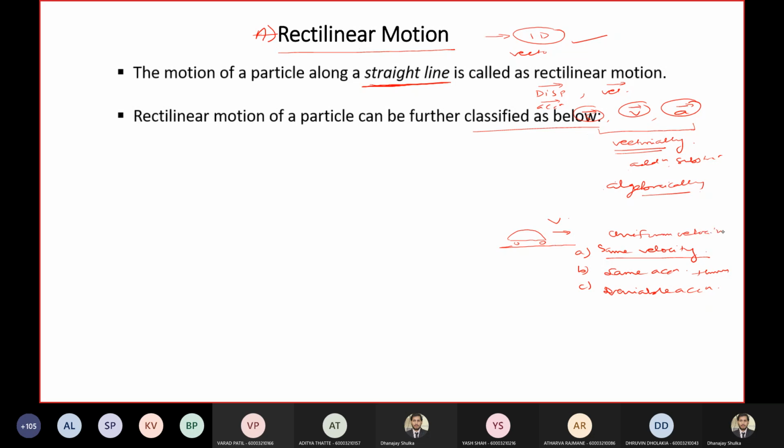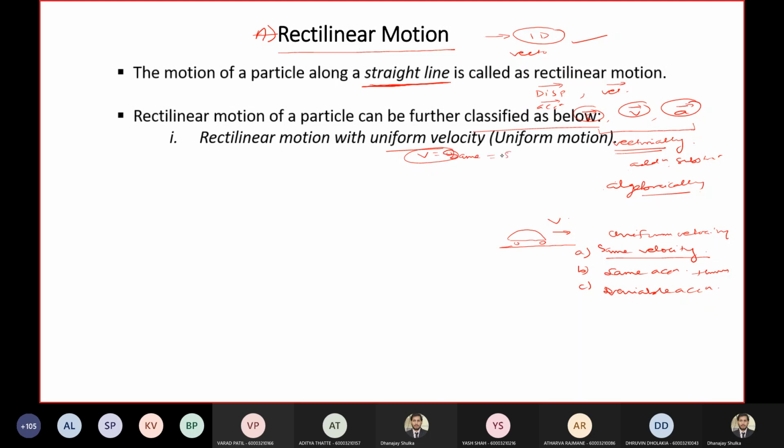So when it is having the same velocity throughout, this is referred to as rectilinear motion with uniform velocity, or uniform motion. Here, the velocity will remain the same throughout the motion of the body. Velocity will remain constant, not zero, and hence the acceleration of the particle will be zero. Are you getting it? Hello. Yes, sir.